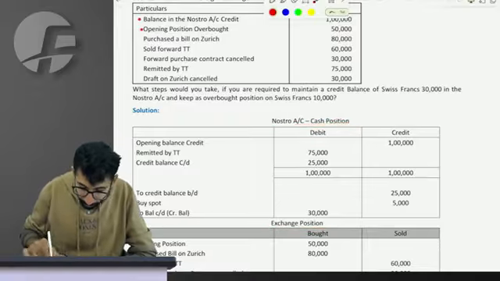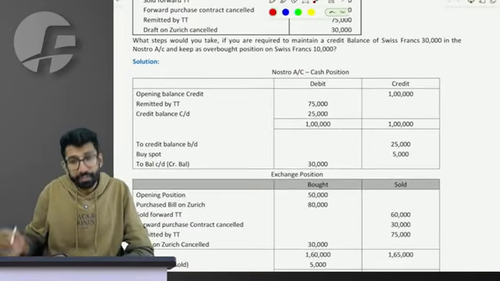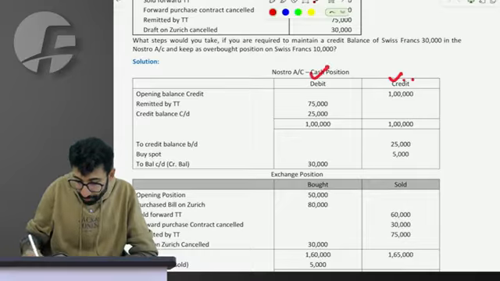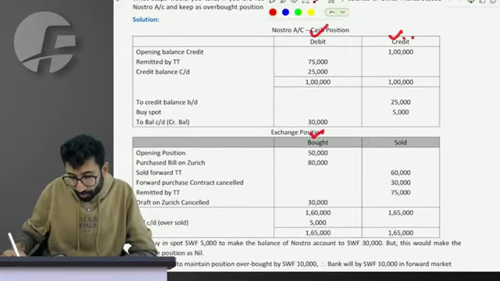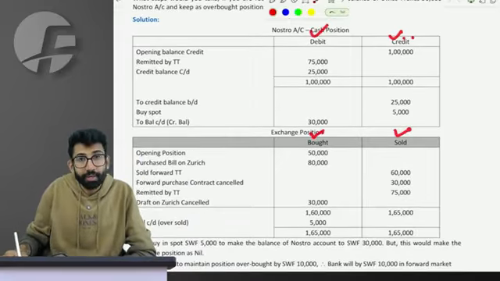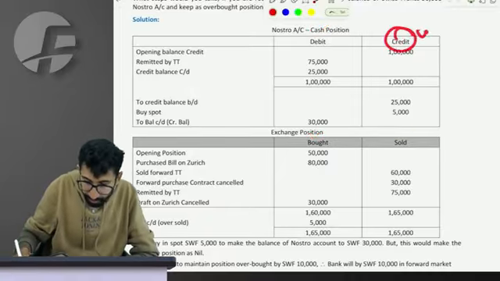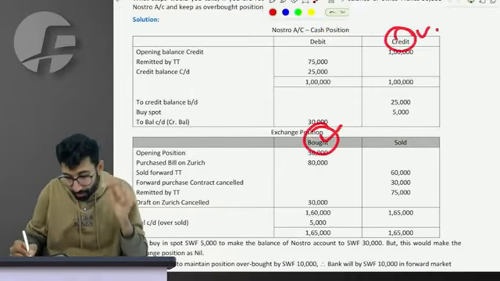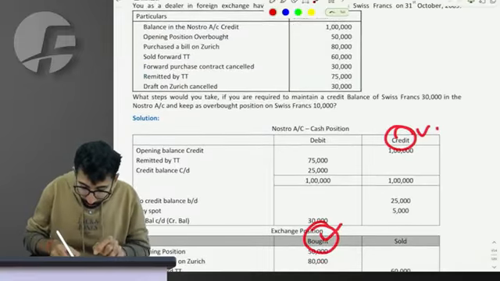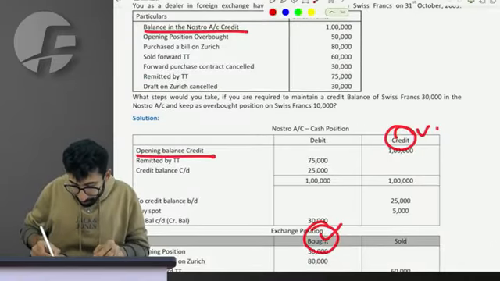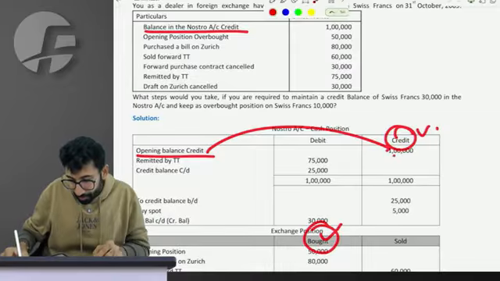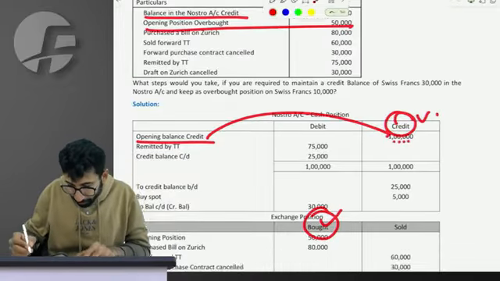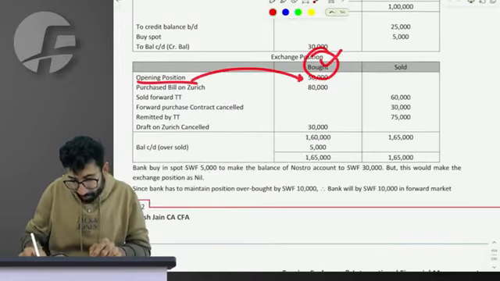Sir, the format is really easy. Credit, debit. Here it is bought and sold. Right? There's a difference. Credit is this side and bought is this side. There's a difference. Sir, for example, balance in nostro account credit. So we say opening balance credit 1 lakh. Here opening balance is 50,000.